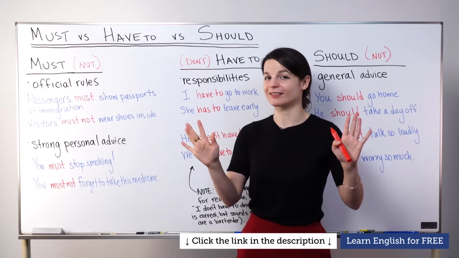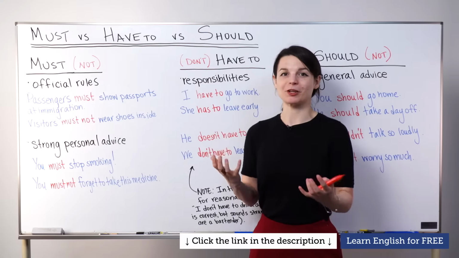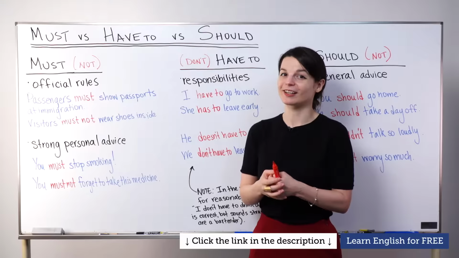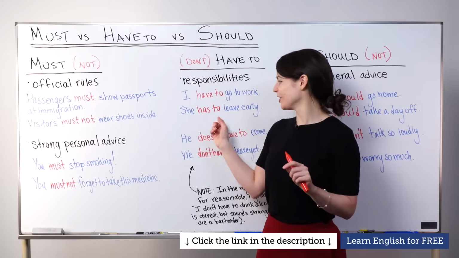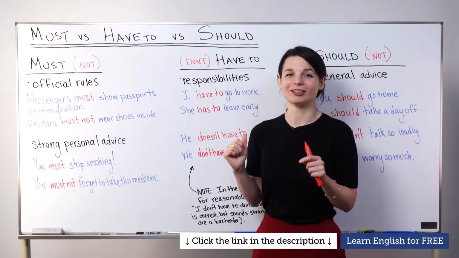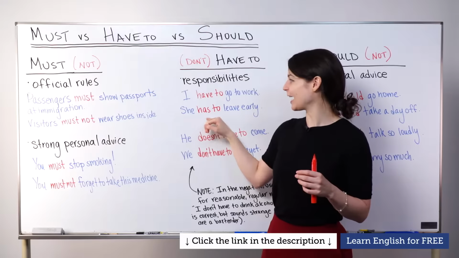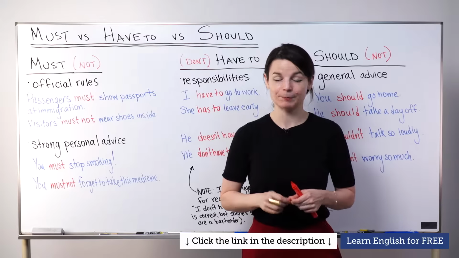If you want to sound funny, you can say something like, I must go to work. But in most cases, I would not recommend it. I have to go to work sounds much more natural. Or she must go, or she must leave early. It sounds way too formal. So please use has to or have to to talk about your everyday responsibilities.